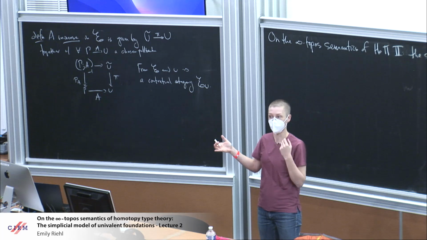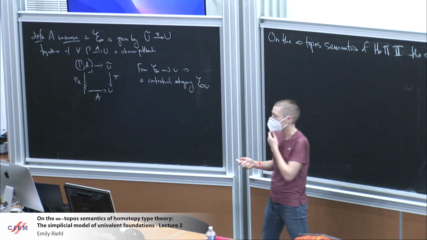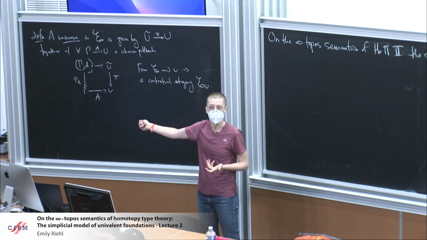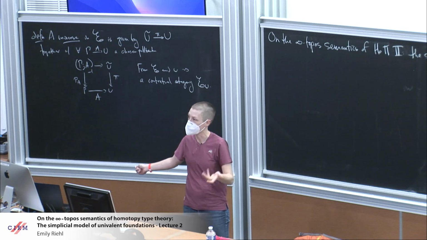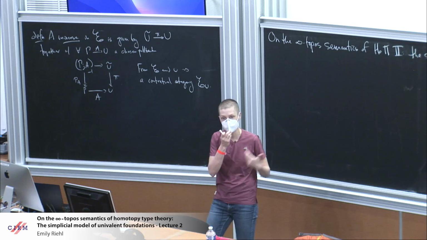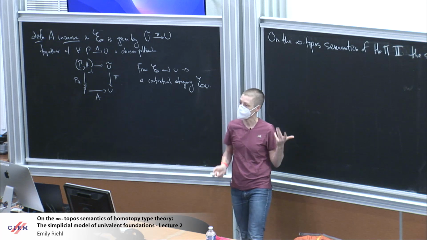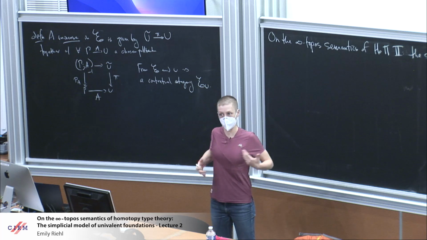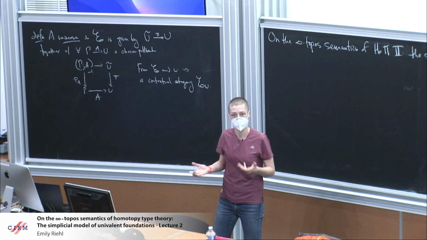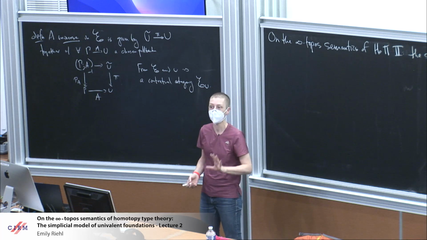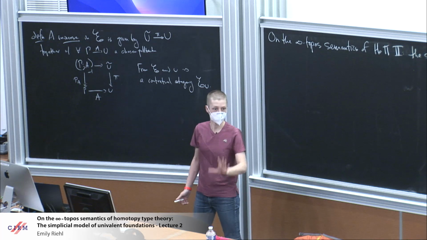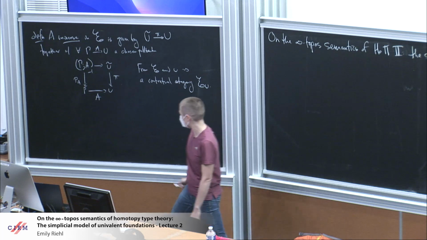So today, what I'd like to explain is how you would actually construct the universe in a particular model that will then satisfy those properties, plus some additional ones. So the intention is not just to construct a model of Martin-Löf dependent type theory, but homotopy type theory, which requires that in addition we have something called a univalent universe. So I'm also going to explain what all of that means.